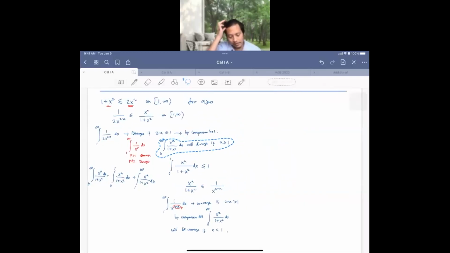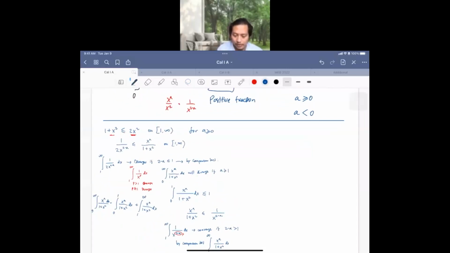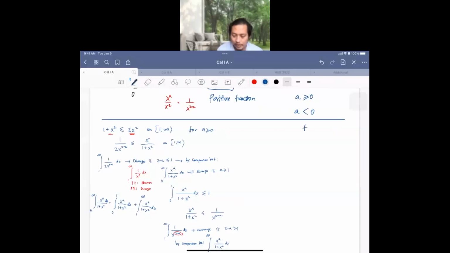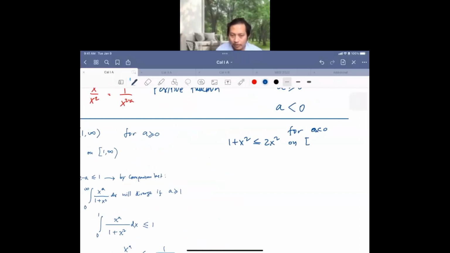It's a little bit complicated, but as long as you compare with the reasonable functions, I think you should be able to take it on. Okay. And for a is negative, we could start with 1 plus x squared. Start with this, and this will be correct when we have the interval from 0 to 1. Okay.